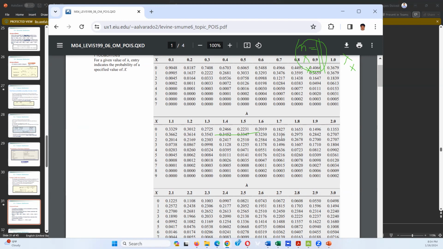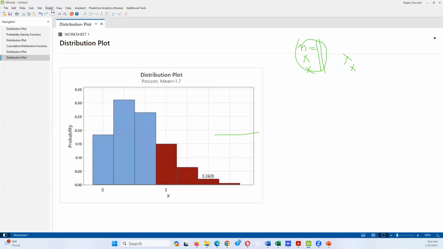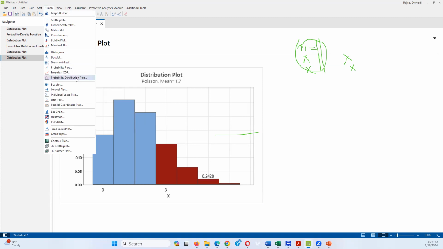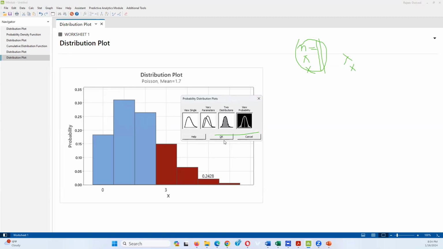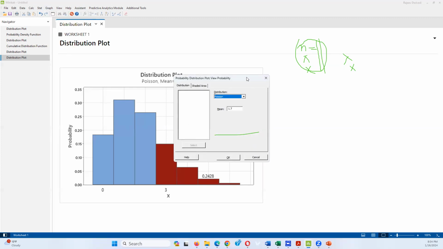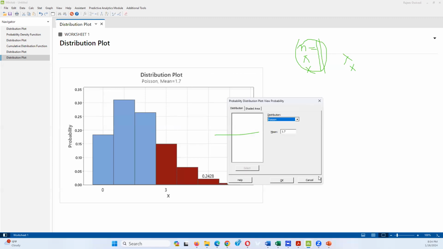Yeah, so I'm going to explain the same value. Now again, Minitab. So here you go under Graph, then under Probability Distribution. Now please check this.